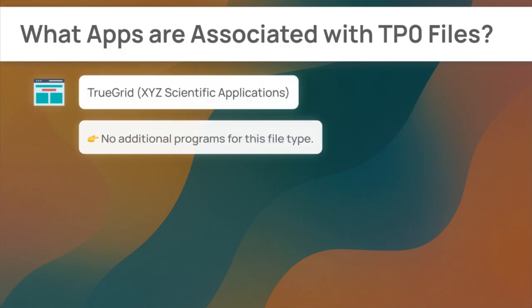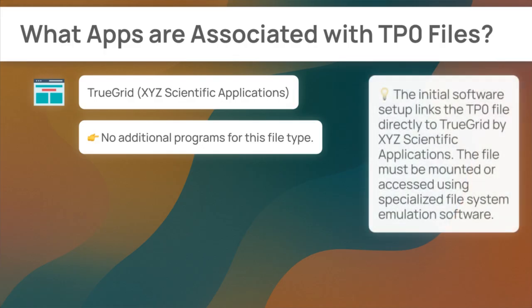Historically, the main tool for managing the TP0 type has been TrueGrid by XYZ Scientific Applications. Proper management of the file's internal compression logic requires a dedicated utility. Windows supports minimal insight into data files, so proper viewing depends on the target application.